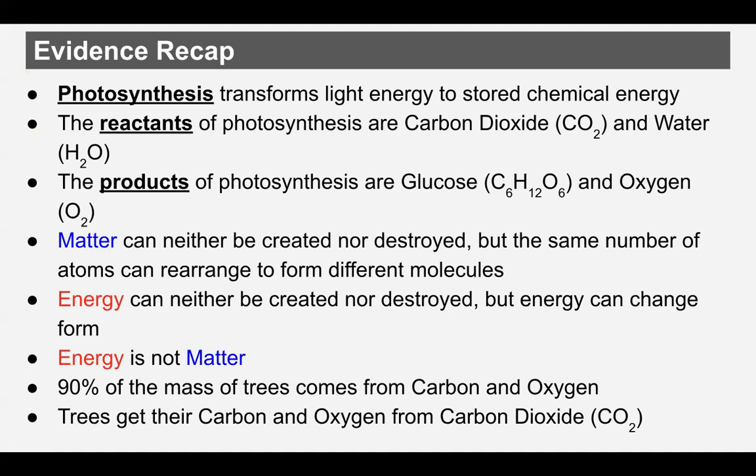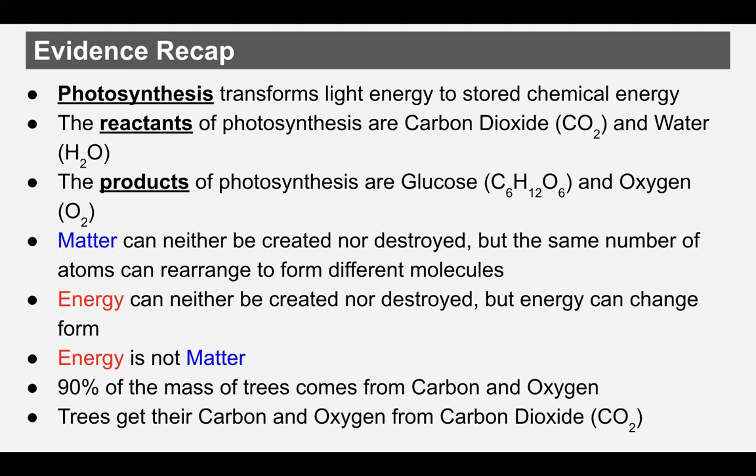Oh, sorry, we're going to do an evidence recap. Remember that photosynthesis transforms light energy into stored chemical energy in the form of carbohydrates. The reactants of photosynthesis are carbon dioxide and water. The products of photosynthesis are glucose and oxygen. Remember that matter can neither be created nor destroyed, but the same number of atoms can rearrange to form different molecules. Remember that energy can neither be created nor destroyed, but energy can change form. Remember that energy is not matter. Take that home with you. Energy is not matter. Energy can't become matter. Matter can't become energy. Those are two separate things. We have to think of them as two separate things.